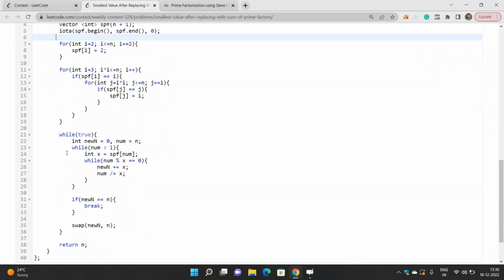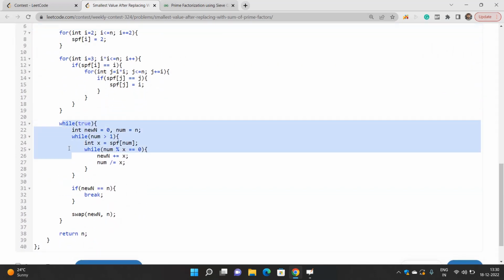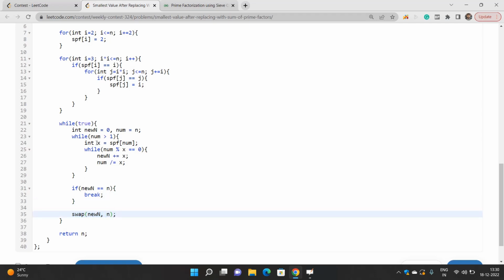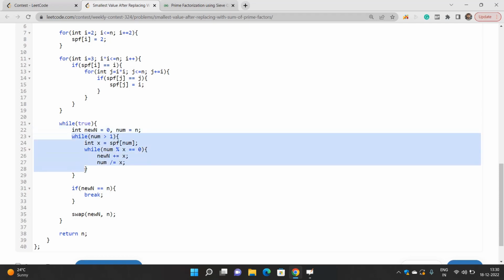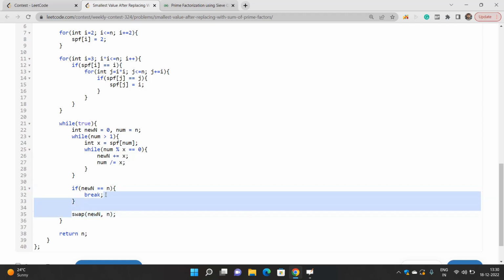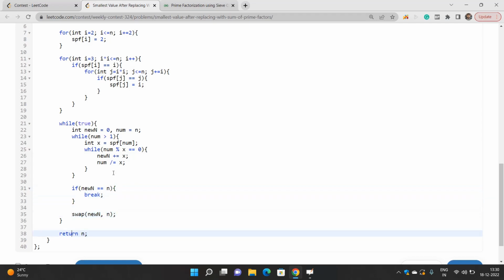What we are going to do is iterate until we get the same number. So if new n is equal to n, we will break, otherwise we will swap new n and n and perform the same operations. Let's initialize our new number with 0 and number equal to n. While number is greater than 1, we find the smallest prime factor of the current number, and reduce the current number as long as it is divisible by x. Also we need to add up the prime factors that we get. If new n is not equal to n, we swap it, otherwise we break and we are done. Finally we return n, which will be our answer.